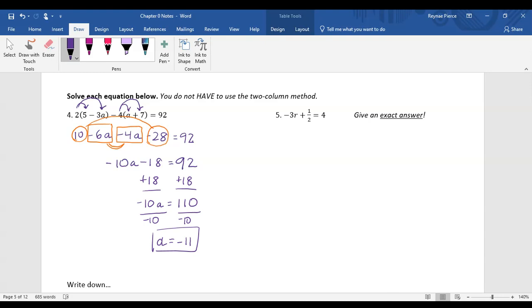Last one here. I'm going to start by subtracting 1/2 from both sides. 4 written as a fraction is 4 over 1 or 8 over 2. So when we subtract 1/2 from 8 over 2, we get 7/2. And we divide both sides by a negative 3. That gives us r to be a negative 7/6.